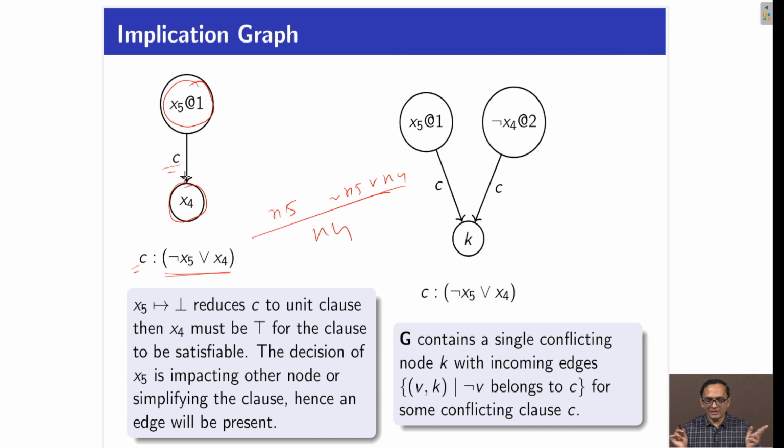And now, let us say I have two decisions I have taken: x5 equal to true at decision level 1 and x4 equal to false at decision level 2, and there is a clause like this. This leads to a conflict because x5 equal to true means this is false, x4 is false means this is false. So, this clause becomes false. So, this is my conflict node. Okay. So, this kind of edges will come.